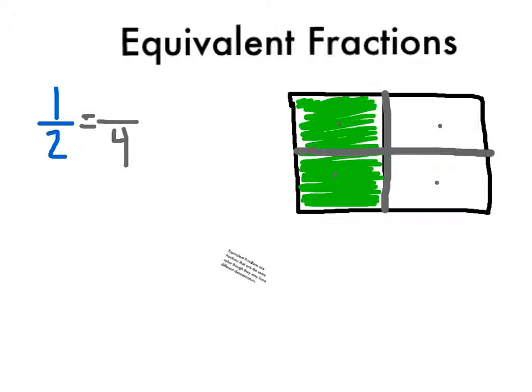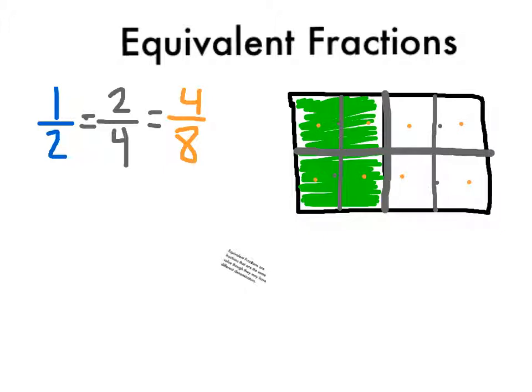But how many are shaded? 2 out of 4. And then I also know that if I cut these parts into smaller sections, I have 1, 2, 3, 4, 5, 6, 7, 8 parts. So my whole would be 8 parts, but how many are shaded? 4. So I haven't changed how much is colored in, I've just changed the amount of parts that we have out of our whole. So we can say that 1/2 is equal to 2/4, which is also equal to 4/8.